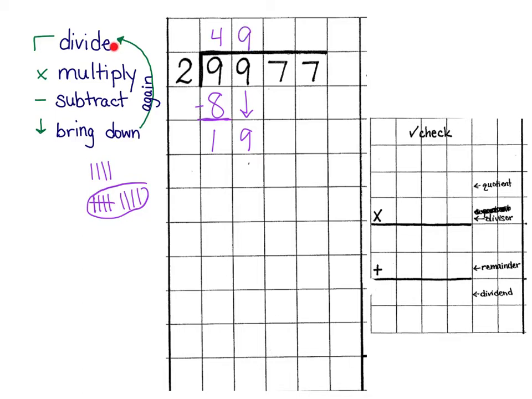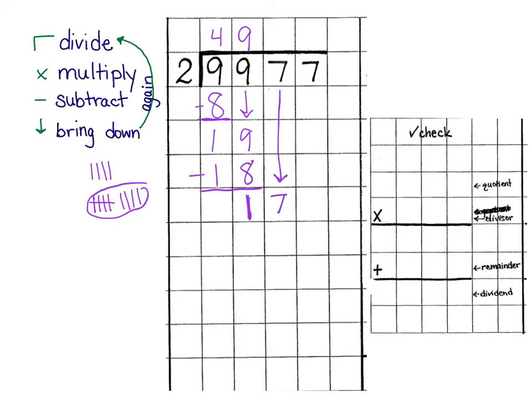After we divide, we multiply. 9 times 2 is 18. Then we subtract. 19 minus 18 is, 9 minus 8 is 1. 1 minus 1 is 0. After we subtract, we bring down. Bring down the 7.